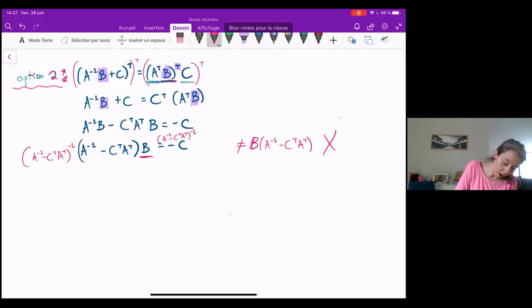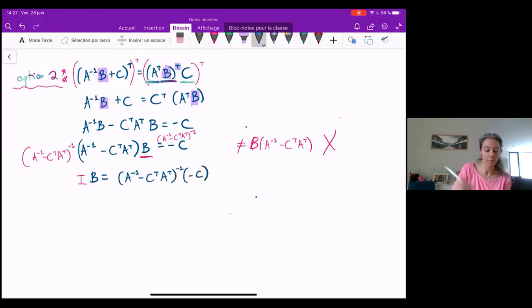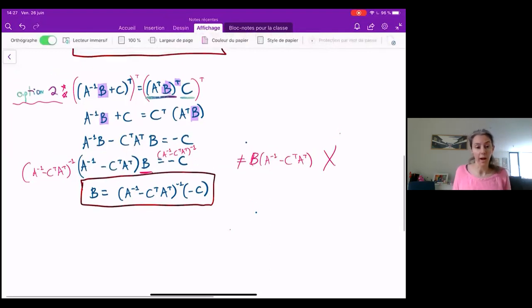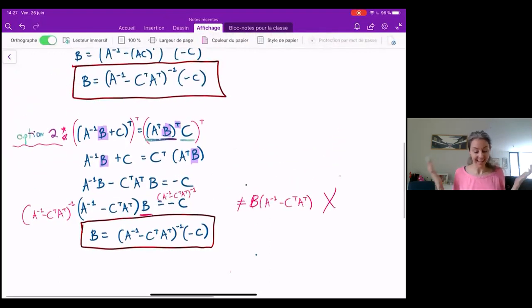So over here, I've made I, so I'll have I times B is equal to A inverse minus C transpose A transpose inverse times negative C. And we know that multiplication by I is like multiplication by 1. So this is my final answer. And that was a little bit shorter than the other way. And notice, it's the same. We got the same thing.